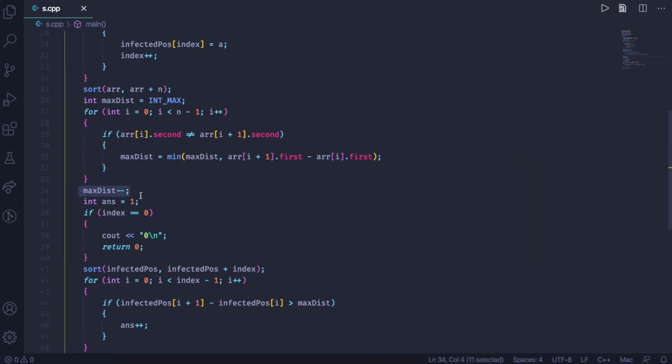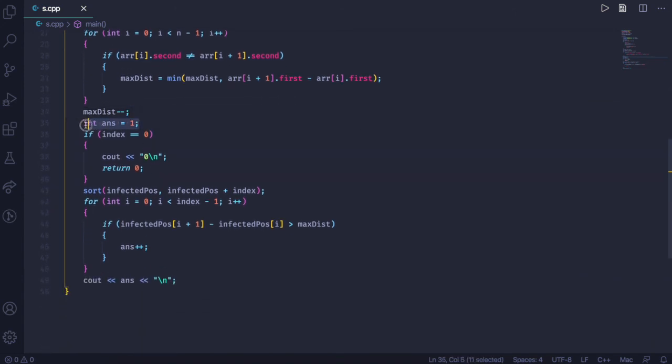Also, I have to make sure at the end to decrement the maximum distance variable by 1 because I want to make sure that all the cows which are in a group are 1 less than the distance between a cow that is infected and isn't infected.